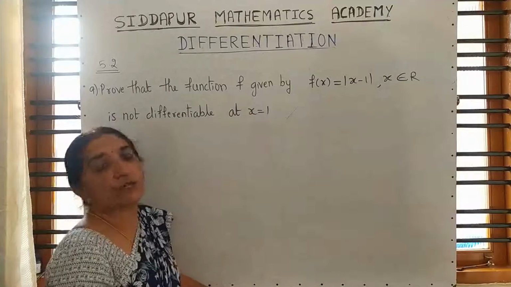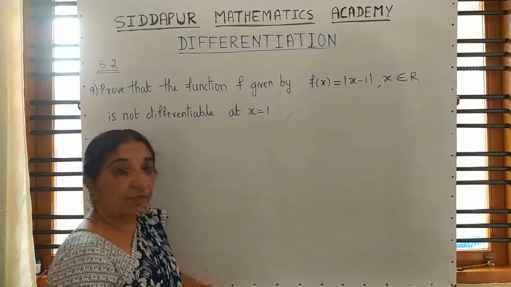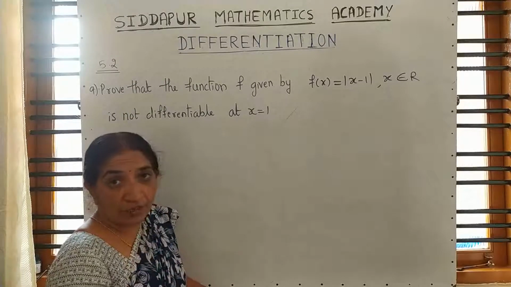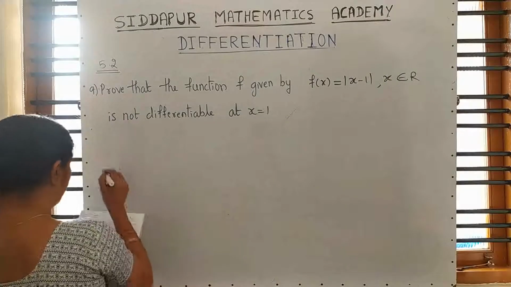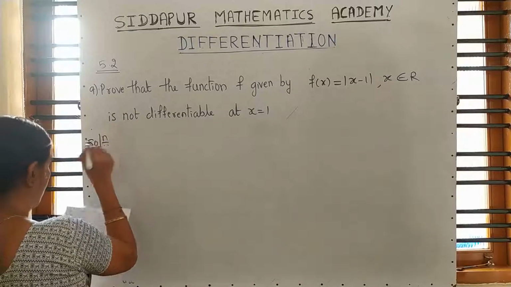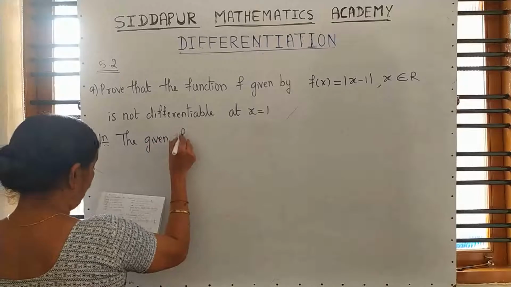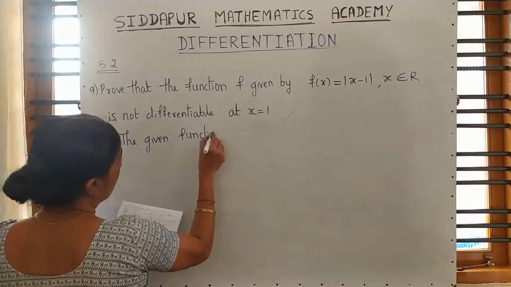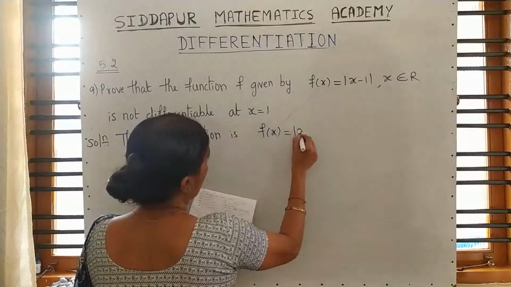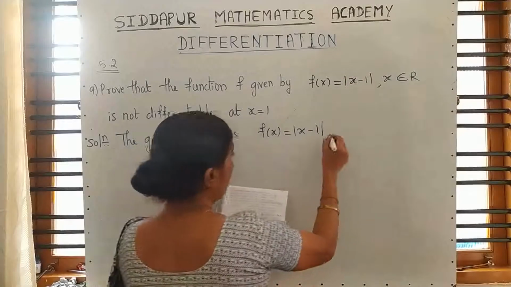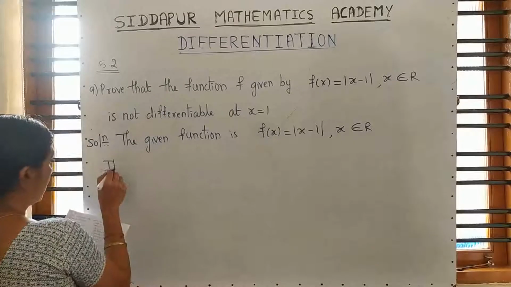See, directly we don't know the differentiation of modulus. That's why we have to find the left hand derivative and right hand derivative and check if both are equal. And remember, every differentiable function is continuous. So we have to check it for left hand and right hand. Write it slowly and carefully. The given function is f of x is equal to mod of x minus 1, x belongs to R.